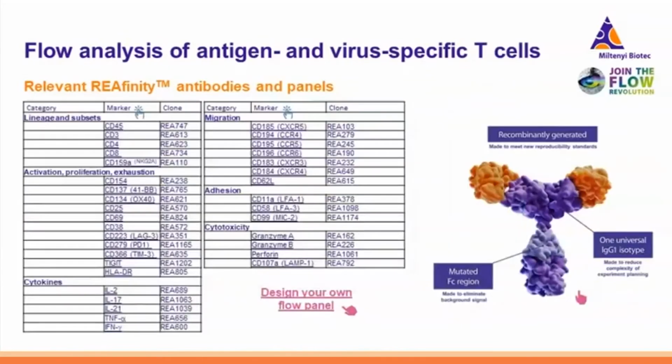So here we listed several REAffinity antibodies that might be of interest when analyzing antigen- and virus-specific T cells. Once you get the slides, you can have a look through the table and click on the links to find your favorite marker, or you can directly contact us, because we are always happy to help you with the design of your individual flow panel.